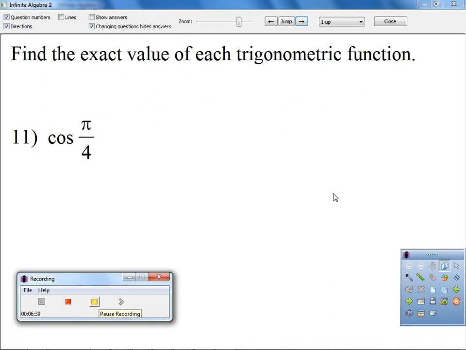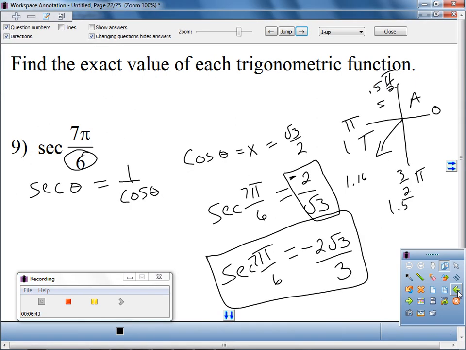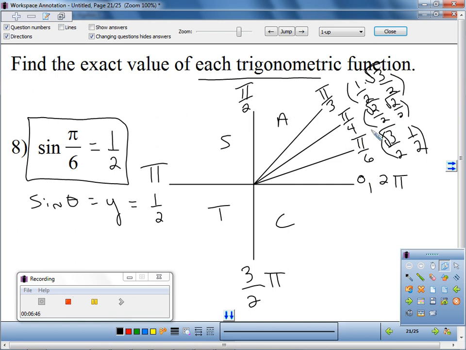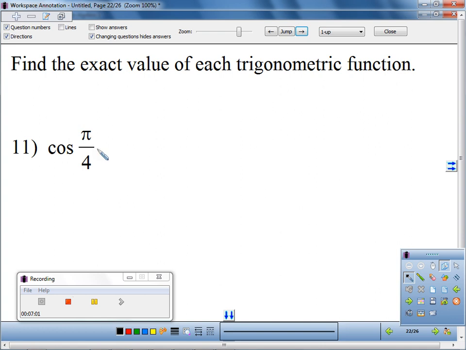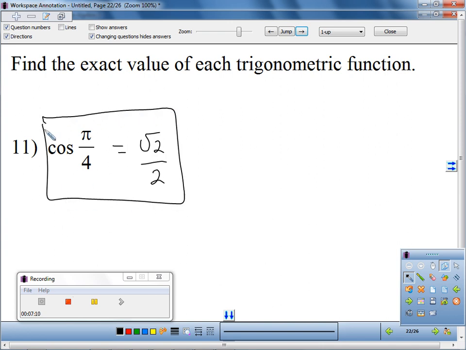Okay, now with this one, this is one of our reference angles. So if we go back to where we did our reference angles, pi over 4, anytime you have 4 as a denominator on the unit circle, the sine and cosine are going to be square root of 2 over 2. You just have to figure out which quadrant you're in. This right here is in the first quadrant, because it's a reference angle. So cosine is just square root of 2 over 2. And we're done with that one.